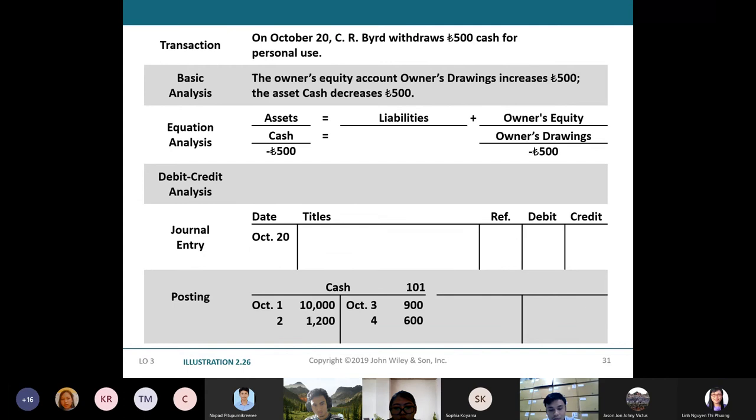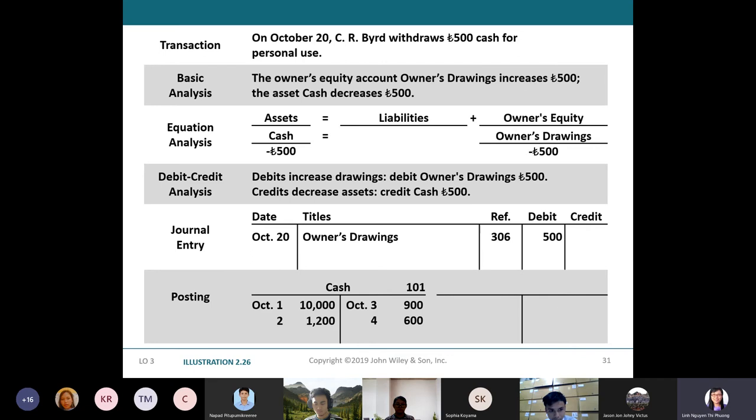Okay, owner drawing. Look at owner drawing. When we withdraw money, owner drawing will increase and it will make owner equity decrease. Now, Napa, think about owner equity. It's on the right side of the accounting equation. When it decreases, do we debit or credit? Debit, good. So we're going to debit owner drawing 500.